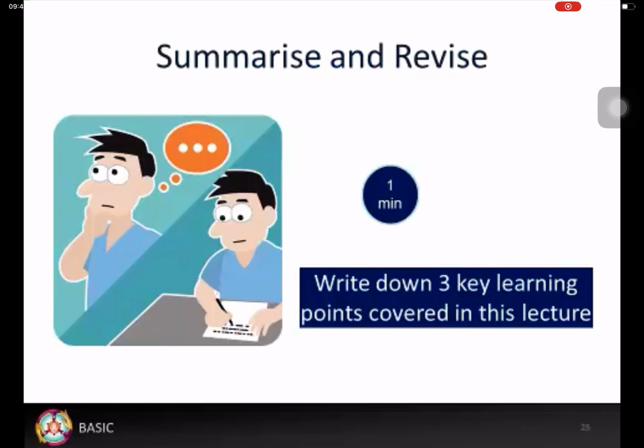Now I want you to write down 3 learning points from the lecture. 3 things you think would be important to tell a colleague who has not heard the lecture. I'll give you a minute to do this.